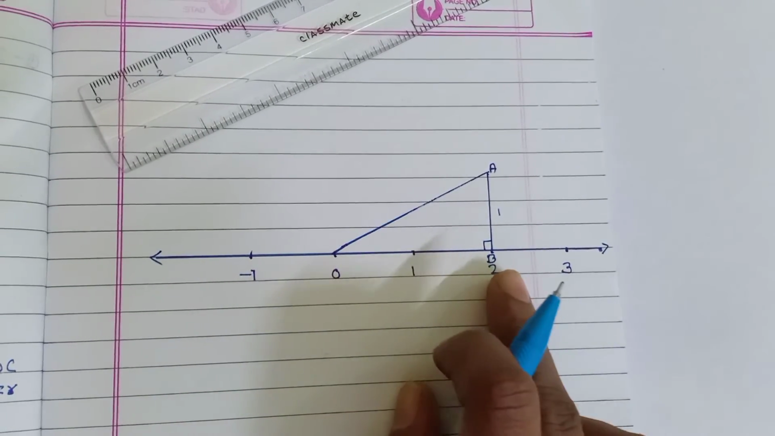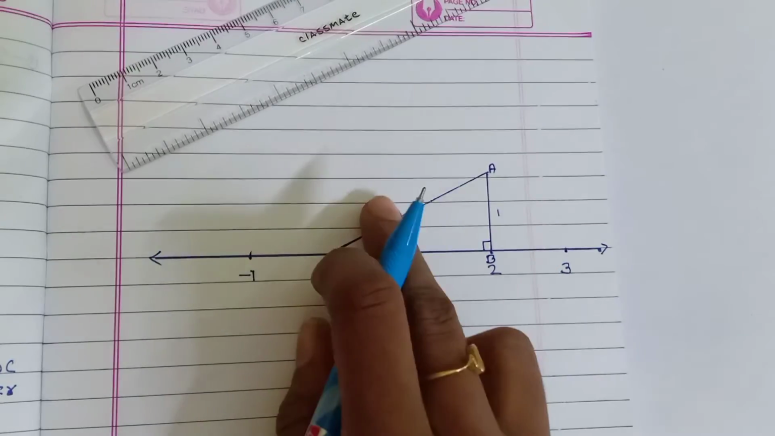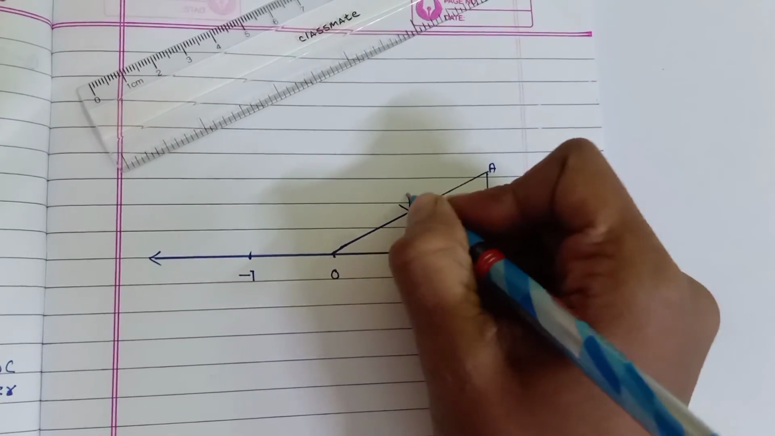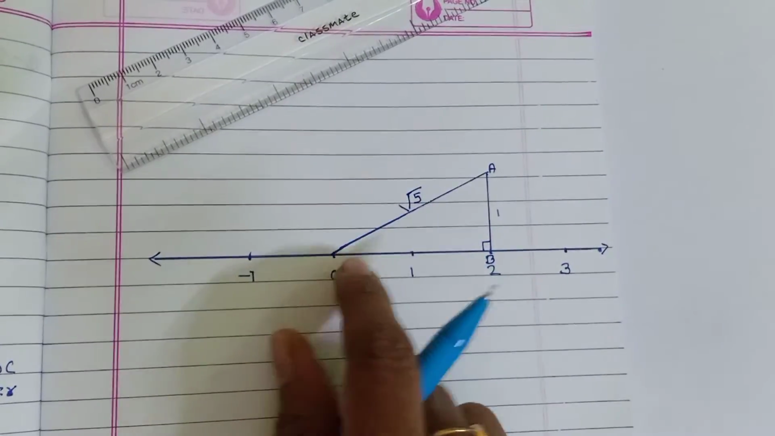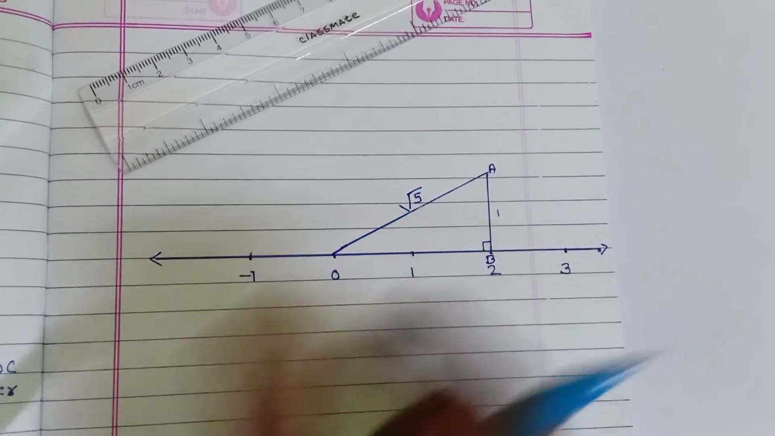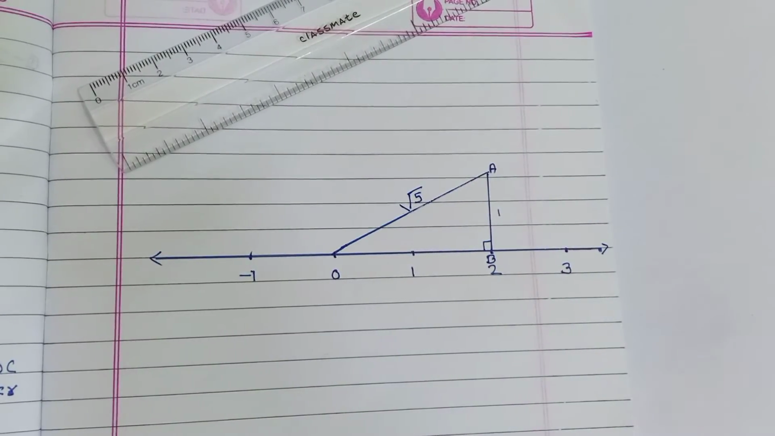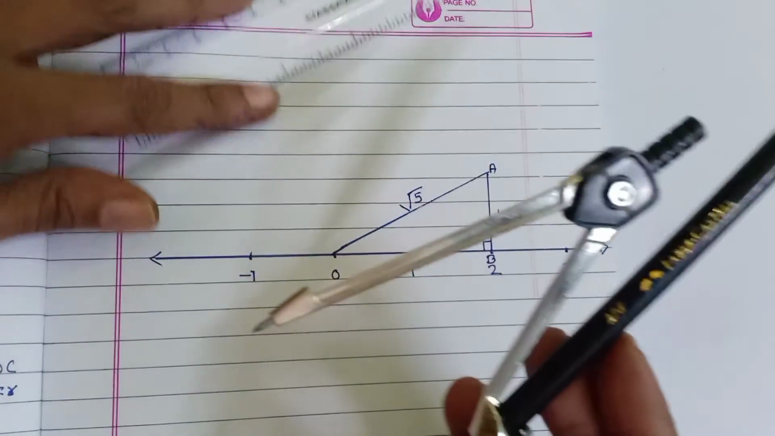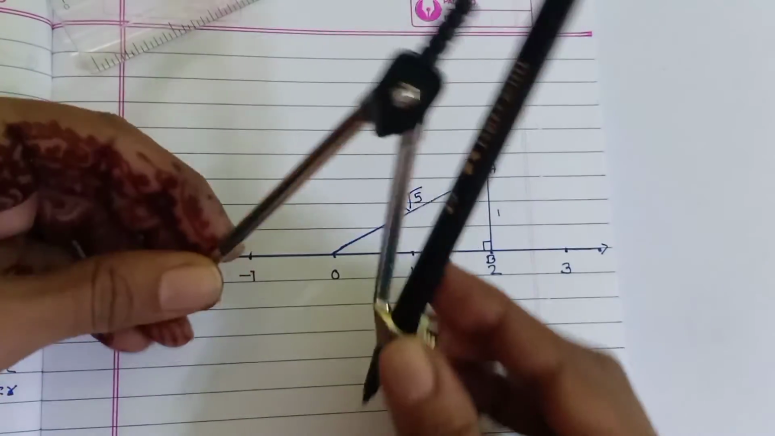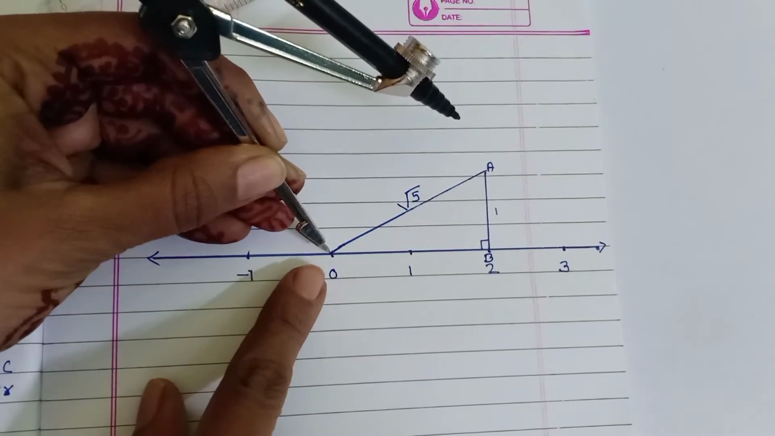So 2 square plus 1, we know that hypotenuse will be root 5. This one we have already calculated. Now this root 5 is on the hypotenuse. Now we have to represent this thing on a number line. So how will we do this? With the help of a compass.